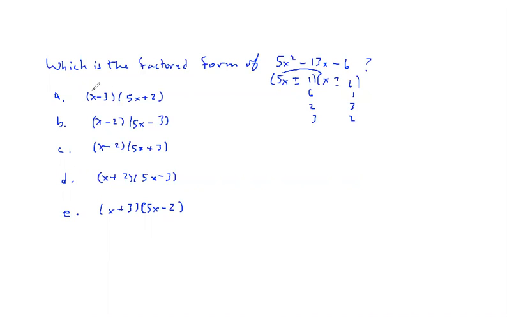Or you could simply FOIL each of these until you get this answer up here, the trinomial in the question. Here you'd have x times 5x is 5x squared. And here you'd have negative 15x and positive 2x, which would be negative 13x. Okay, right away I can see I'm getting there, and negative 3 times 2, there you go. So A is your answer.